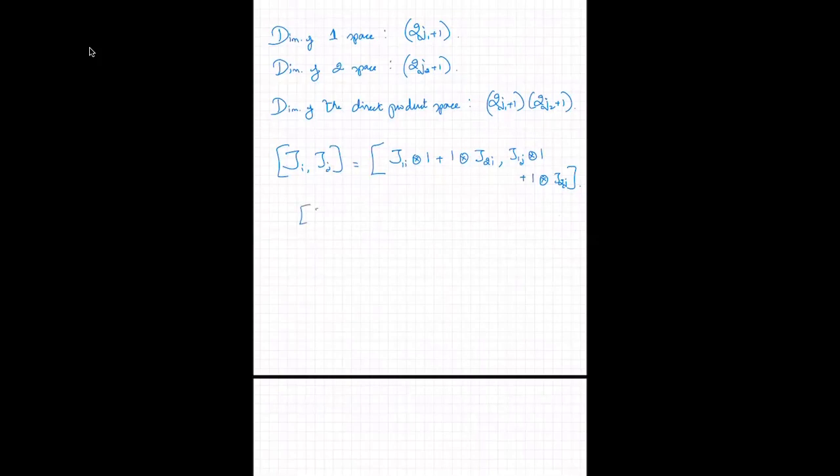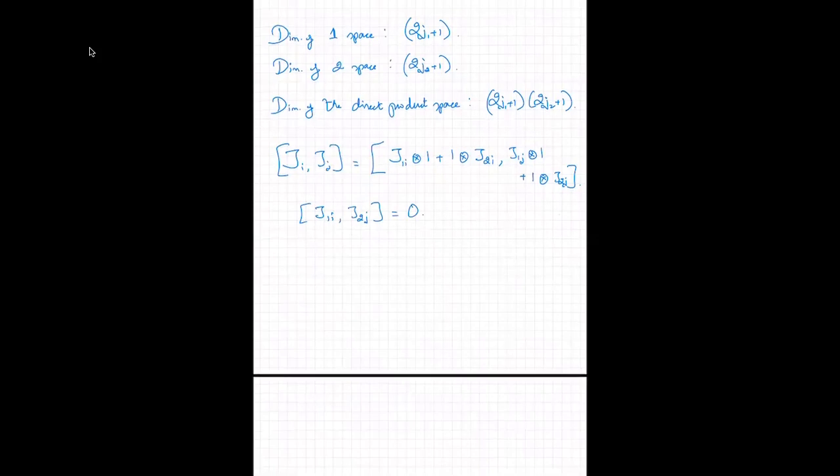See, we know that J1I and J2J commute, right? So we don't have to take any terms with one J1 and one J2. We know that J1I and J2I do not commute. So the only non-vanishing terms are, this is equal to [J1I direct product 1, J1J direct product 1] plus [1 direct product J2I, 1 direct product J2J]. Right? This is the correct way.